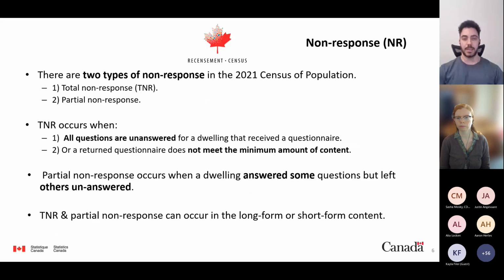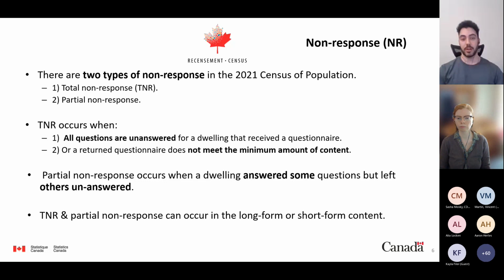So in the census and in surveys in general, we have two types of non-response, that being total non-response, or TNR, and partial non-response. TNR occurs when a dwelling received a questionnaire but left all of their questions unanswered, or when they returned their questionnaire, but that questionnaire did not meet the minimum amount of content. So for the census, our minimum content standards state that at least one question has to be answered aside from the roster question. The roster question is just that first question on the questionnaire, which asks you to list all of the members of your dwelling.